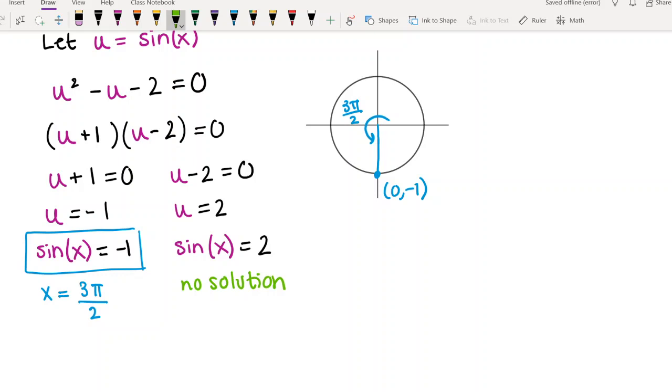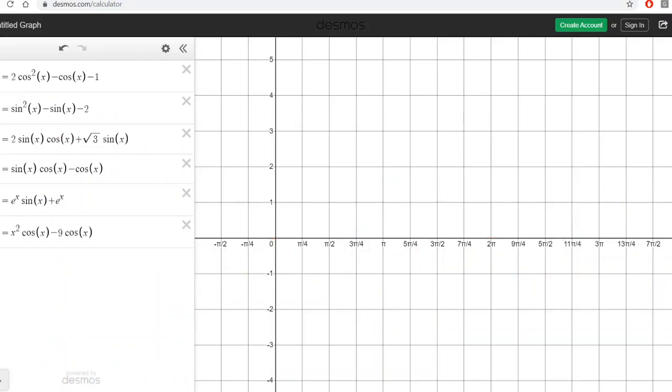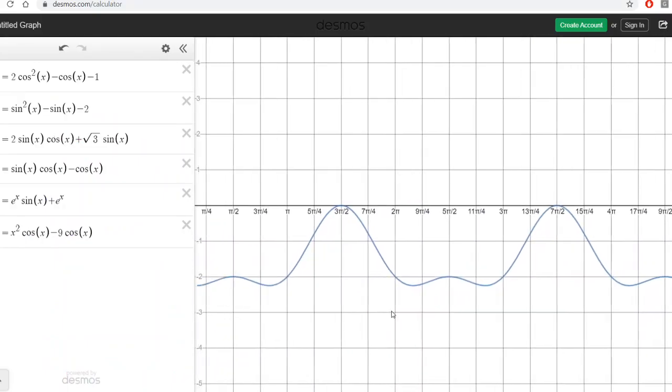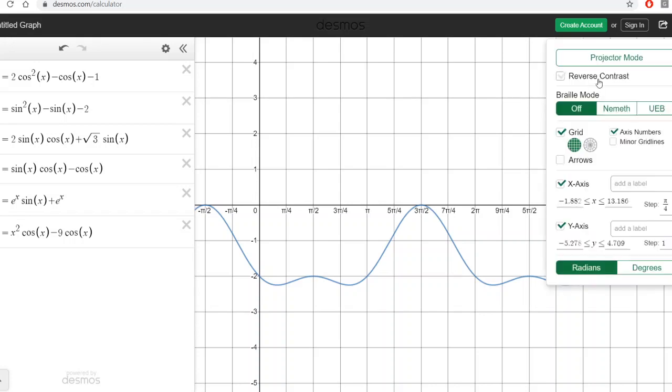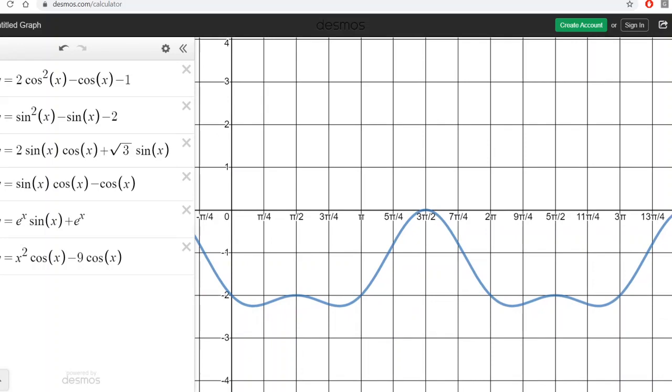So similarly to the last one, let's look at what the graph of this one looks like. Our original function would be sine squared of x minus sine of x minus 2. If we graph that function, it looks like this. Again, maybe let me make this bolder. Let's compare that with the first one.